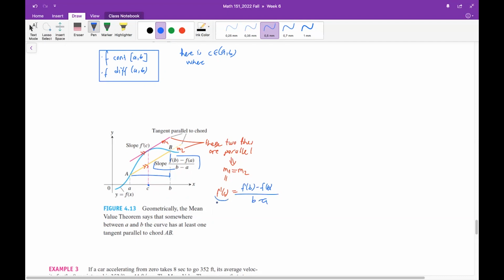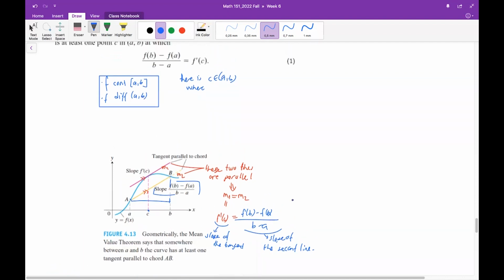The right-hand side is the slope of the second line, and the left-hand side is the slope of the tangent line. Okay, let's also put this as the slope of the second line between the points a and b on the curve. Since they are parallel, their slopes have to be the same. That's why the conclusion is this equality here. Okay, there is a c between a and b where f prime of c is given as f of b minus f of a divided by b minus a. This is our conclusion box.